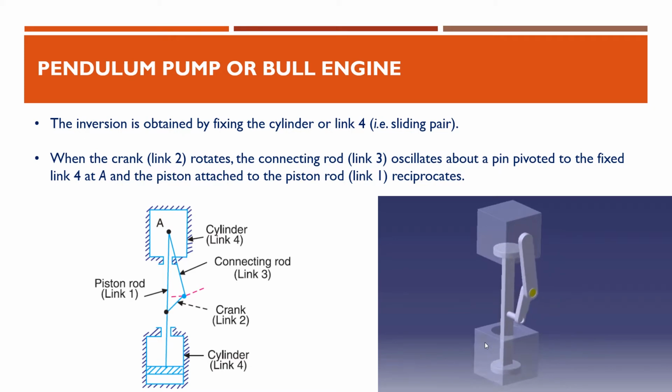So again in the pendulum pump or bull engine, the cylinder is the fixed one. It converts the rotary motion to reciprocating motion and then you need to explain the mechanism. That is, the crank rotates and the connecting rod oscillates, and that oscillation is transferred to the piston as reciprocating movement. Okay, so this is the pendulum pump or the bull engine.